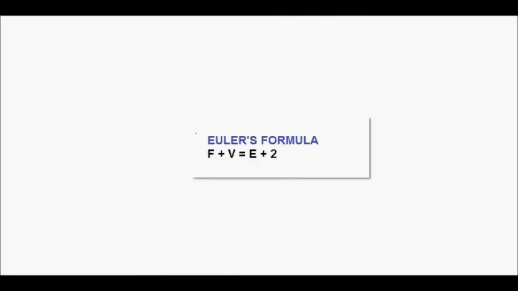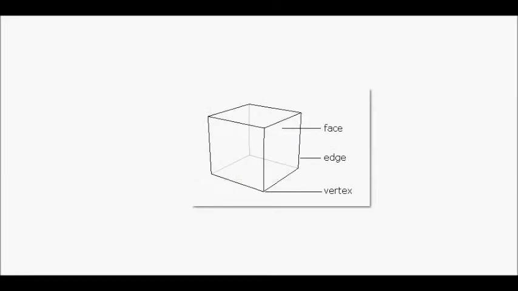The most important thing is Euler's formula, which is F plus V is equal to E plus 2. That is, faces plus vertices is equal to edges plus 2. Now, what is a face, what is an edge, what is a vertex or vertices? A face is one side of a cube. A vertex is a corner point. An edge is the line connecting the corners of the faces.